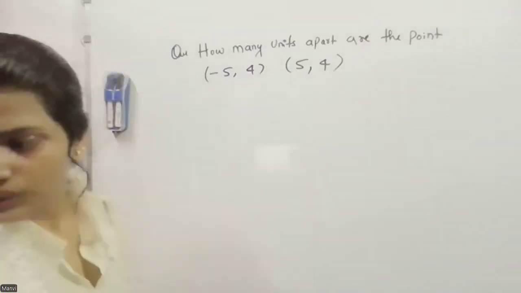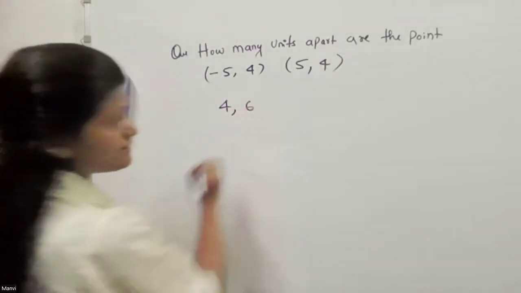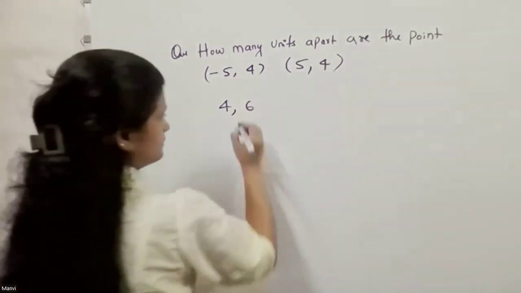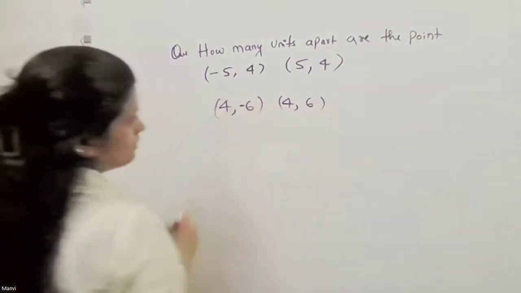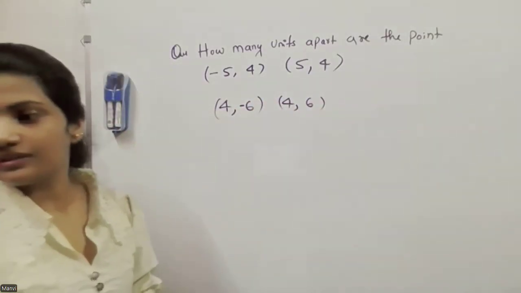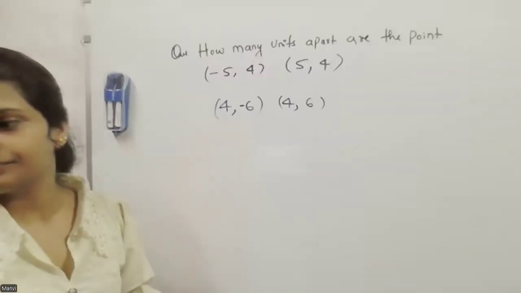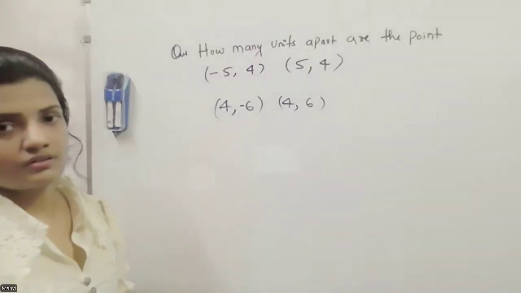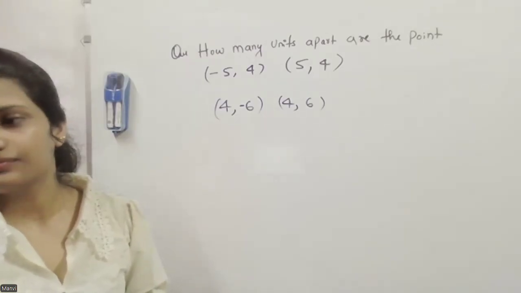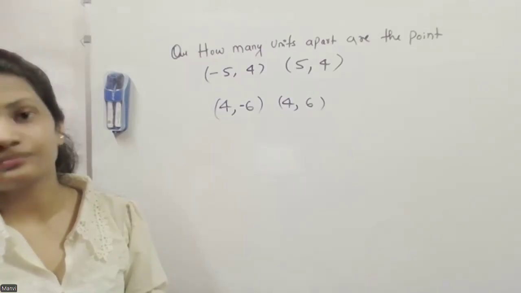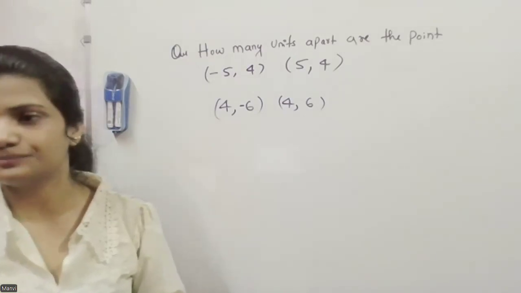Okay, the last one, 4, -6 and 4, 6. This time, don't just say yeah. How many units apart are the points this and that? You can see that here the value of x stays the same. So be careful. 12 more? 12, very good. So the answer will be 12, very good.